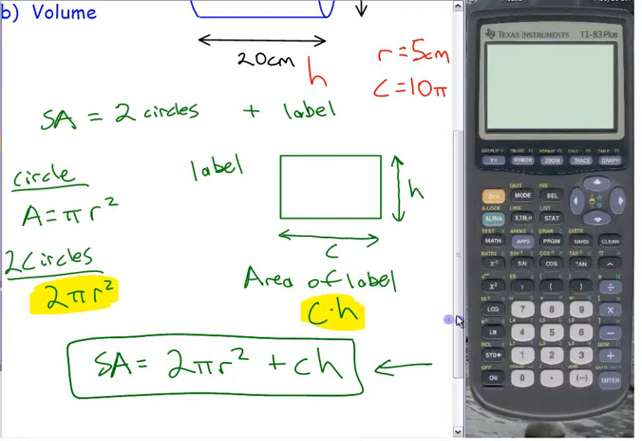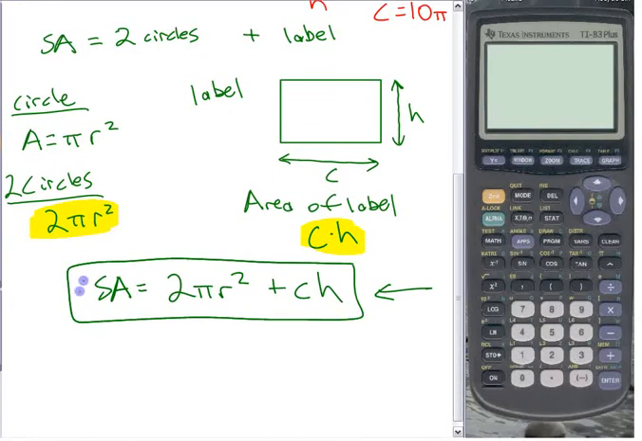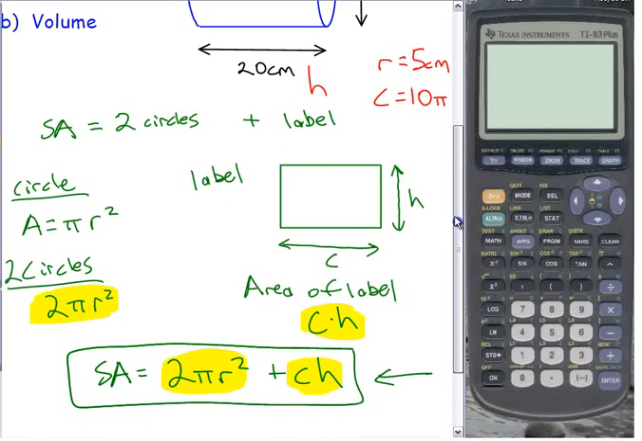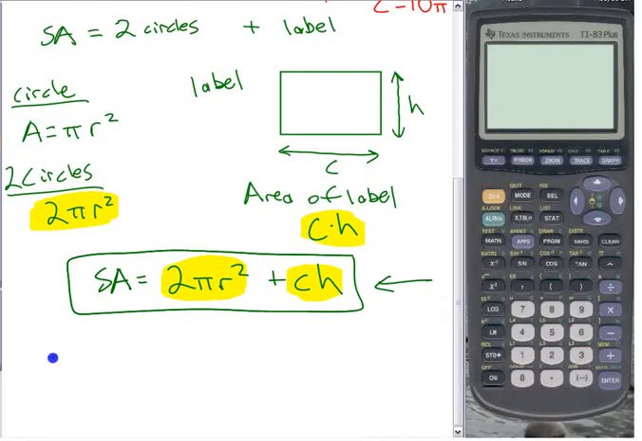The reason being, if you want, you can just remember that formula and put the numbers in that you need. All right? And then you can think, okay, this is the two circles, and that's the label. If you don't want to bother with that formula, you can work out each one separately. You can work out the two circles the way we did over here.